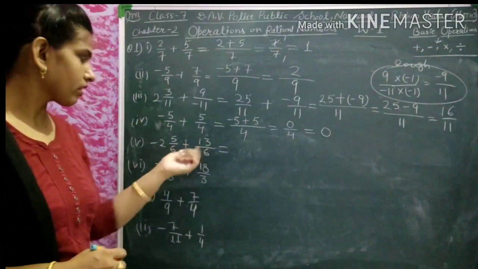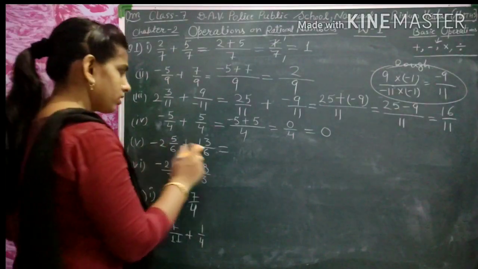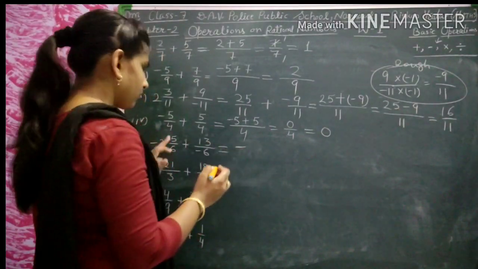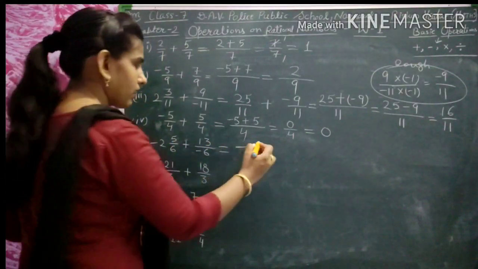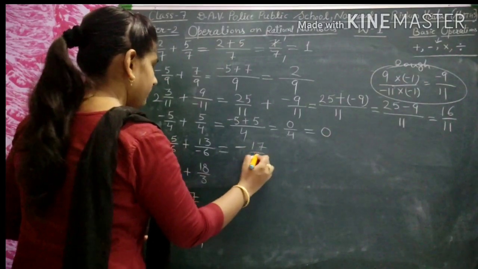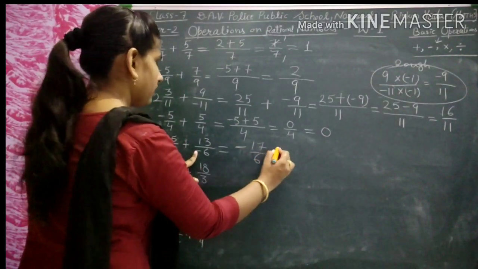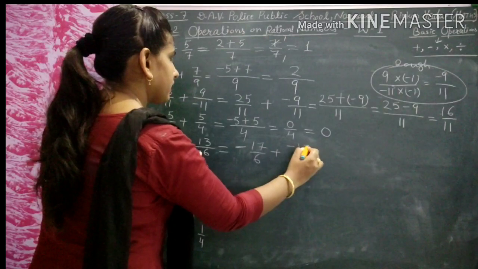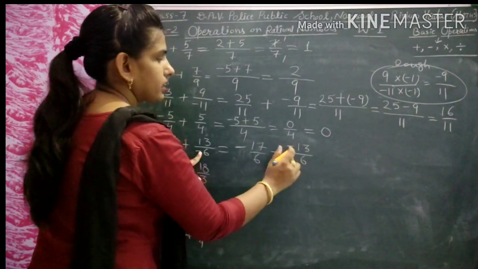Now the next question has a mixed fraction, and it also needs to be changed into standard form. Check it first. 6 times 2 is 12, plus 5 is 17. 17 by 6, and plus this is minus 13 by 6. This is the standard form.